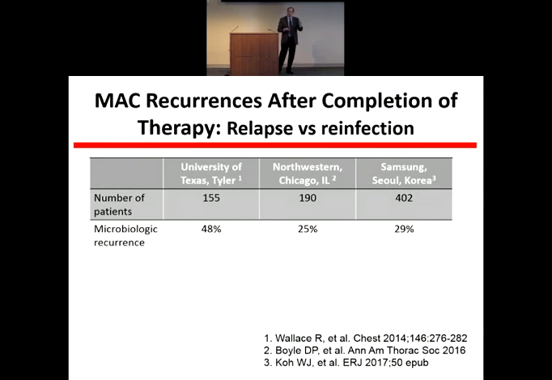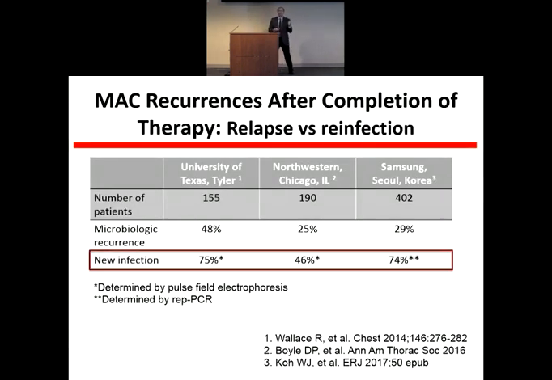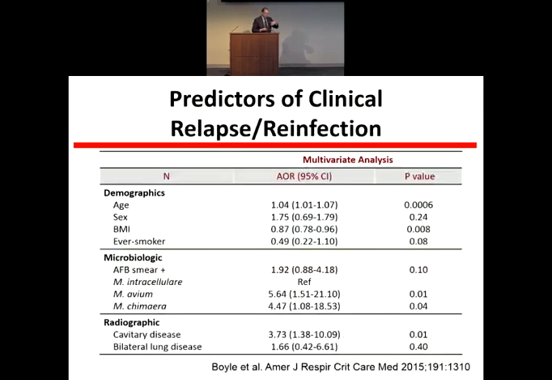Now, you go, they recurred, but is that because they failed therapy, or did they go back to their environment and get reinfected again? So these studies used either pulse field electrophoresis or RAPD-PCR, a molecular-based way to genotype or fingerprint. 75% were considered new infection in Texas. 75% they think they cured, but they went back out and got it again. And in Northwestern, it was 50%, and in Samsung, it was 74%. So this is another element. That doesn't matter which species you have.